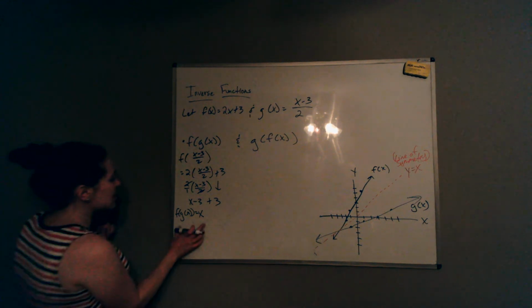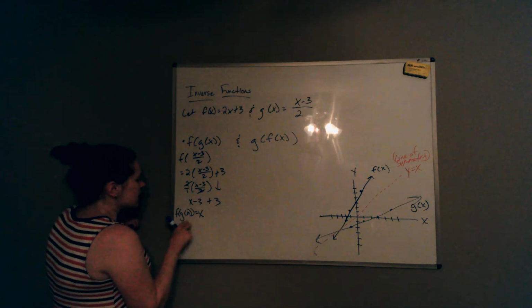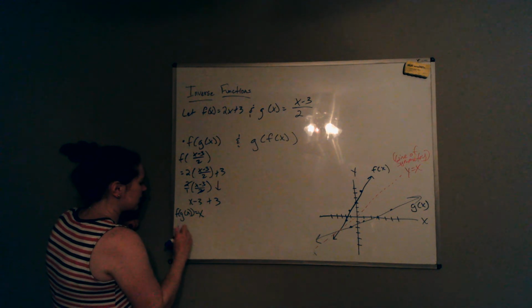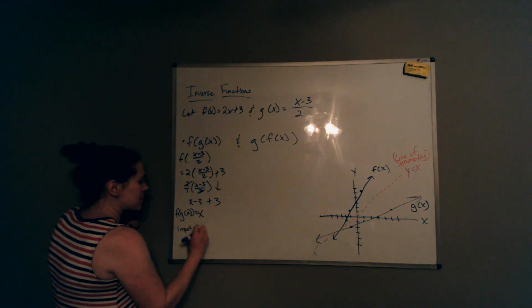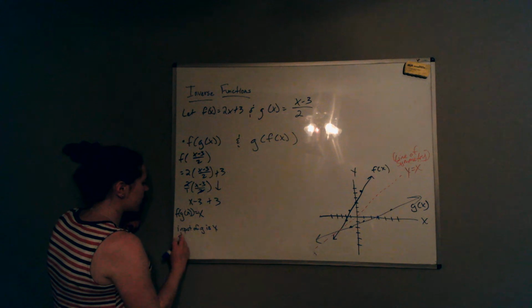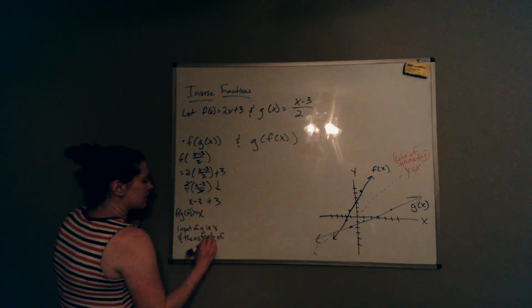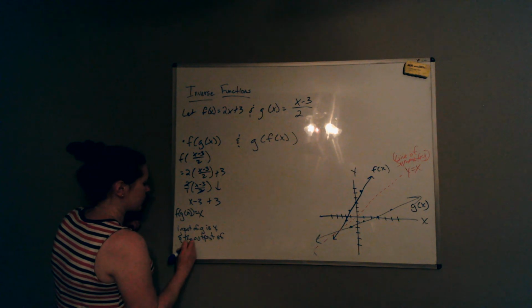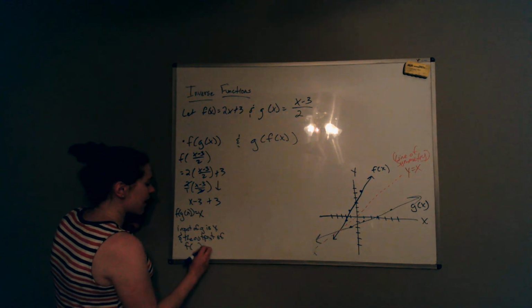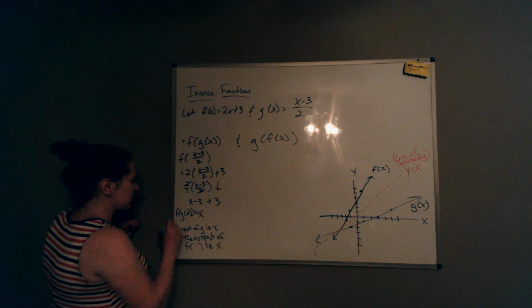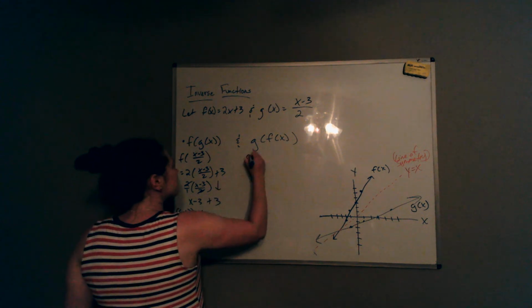So what this statement is literally saying is the input of g is x, and the output of f, or f of g of x, right, is x. Okay? And let's see if it happens again.